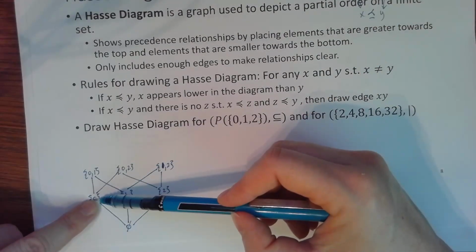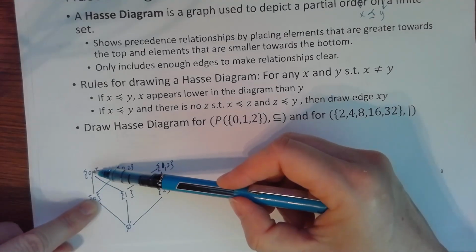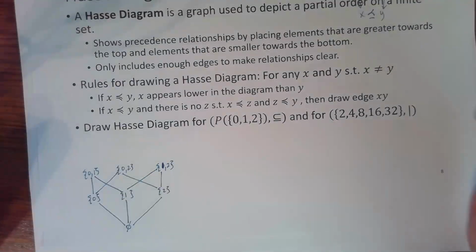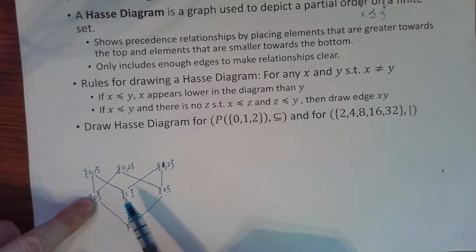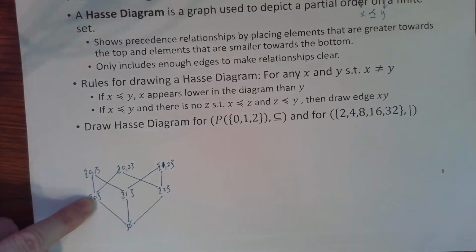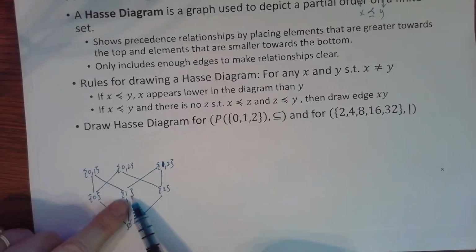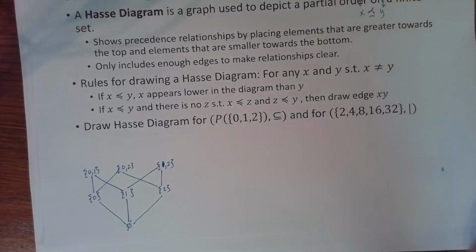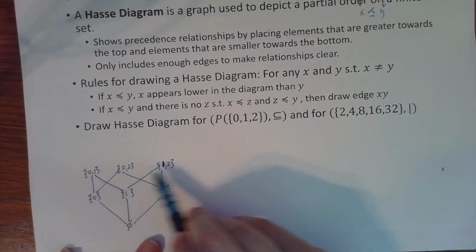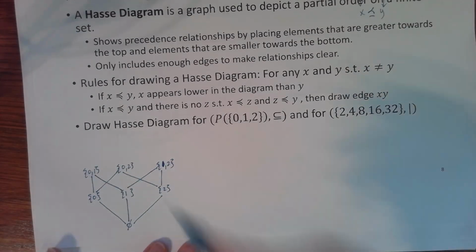Well, what if I went up first? So if I go up, well, then I'd have to go back down to get to 1. So the set containing 0 and the set containing 1 are incomparable because there is no path that uses only upward edges. Okay, that's how I can tell the relationships, is it uses only upward edges. So the set containing 0 and the set containing 1 are incomparable. The set containing 0 and the set containing 2 are incomparable. The sets containing 1 and 2 are incomparable because there's no upward path between any of those. Similar on this level right here, none of these are comparable because there's no upward path.